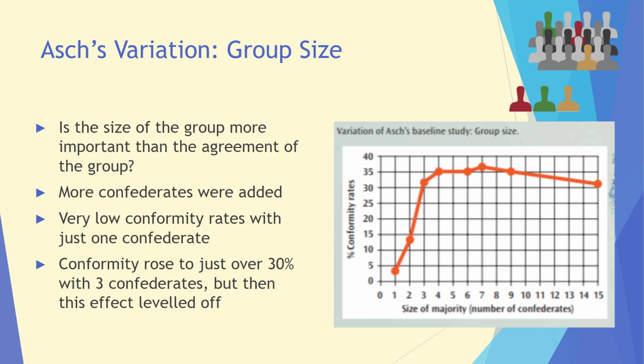Okay. Think about how you would word the conclusion from this research. So try to finish the sentence. This suggests that... Okay, so this suggests that increasing group size increases conformity. However, this effect levels off after a majority of 3.